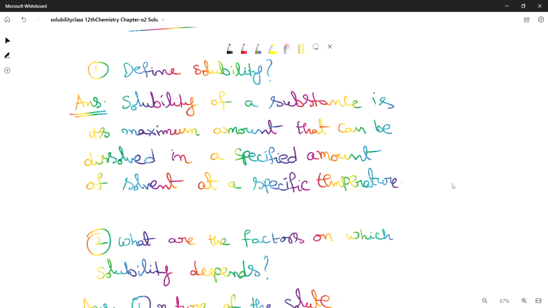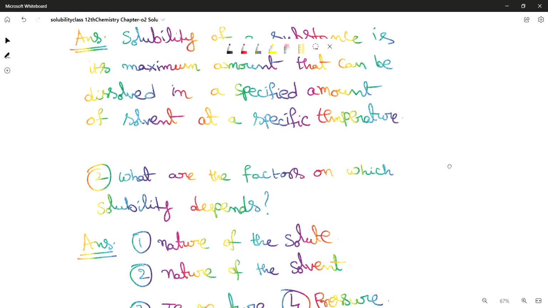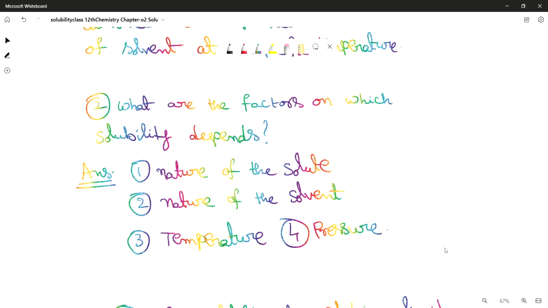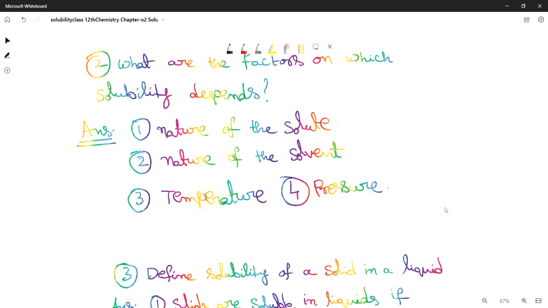Define solubility. The solubility of a substance is its maximum amount that can be dissolved in a specified amount of solvent at a specific temperature. The temperature has to be fixed in order to tell about the solubility. What are the factors on which solubility depends? It depends upon 4 factors: nature of the solute, nature of the solvent, temperature and pressure.